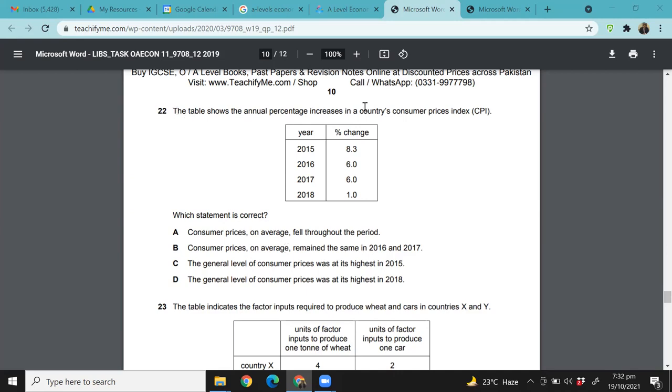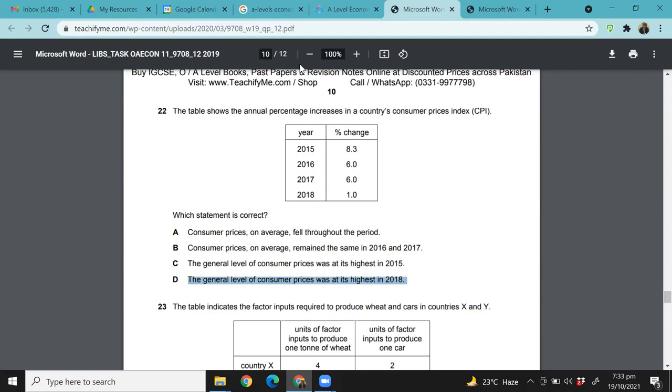Okay, now the next question here says the table shows annual percentage increases in countries' consumer price index. Which statement is correct? Due to disinflation, consumer prices on average fell throughout the period. No, that's incorrect. The rate of inflation is decreasing, but prices are still increasing. Consumer prices on average remained the same in 2016 and 2017. No, it did increase. The general price level was highest in 2015. No, that's incorrect. The general price level was highest in 2018.